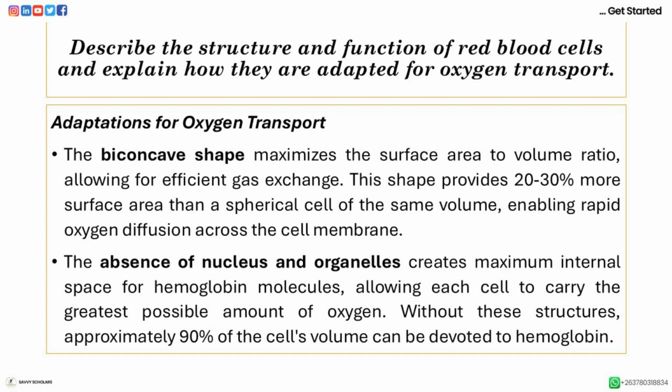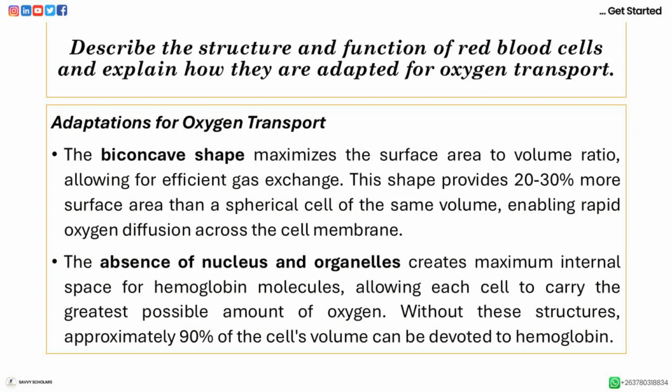This shape provides 20 to 30% more surface area than a spherical cell of the same volume, enabling rapid oxygen diffusion across the cell membrane. The absence of a nucleus and organelles creates maximum internal space for haemoglobin molecules, allowing each cell to carry the greatest possible amount of oxygen. Without these structures, approximately 90% of the cell's volume can be devoted to haemoglobin.